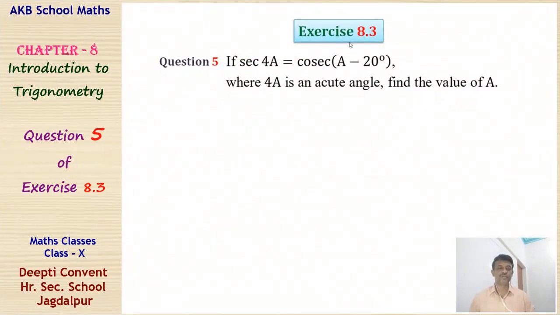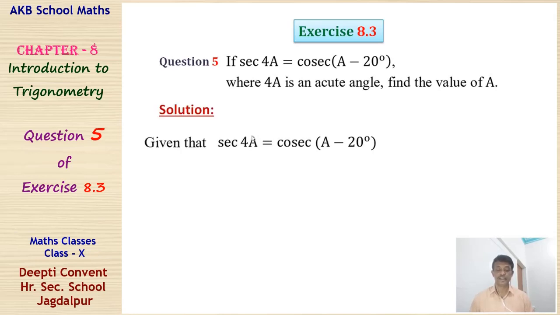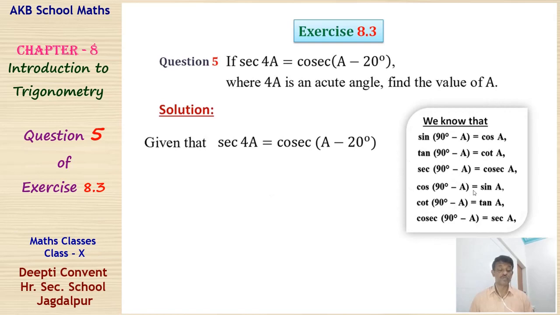Question 5 of 8.3. If sec 4a equals cosec (a minus 20), where 4a is an acute angle, find the value of a. Okay, so let us try to solve it. Solution: given that sec 4a equals cosec (a minus 20). Now we are trying to convert this to the same ratio. So you can convert cosec to sec or sec to cosec. So let us see what our formula is.